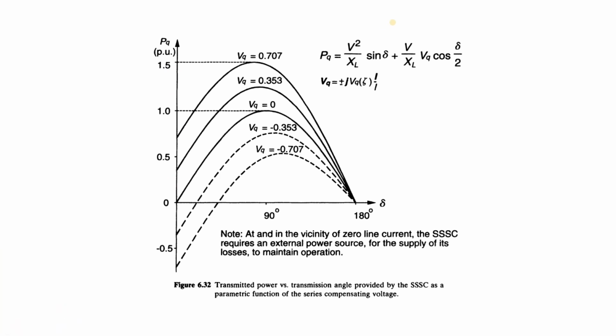Now since we have this sine delta term in the power equation, obviously the power curve will be a sinusoidal one. That is why in power system stability you have studied that the power equation is generally represented like this. This is P, this is delta.